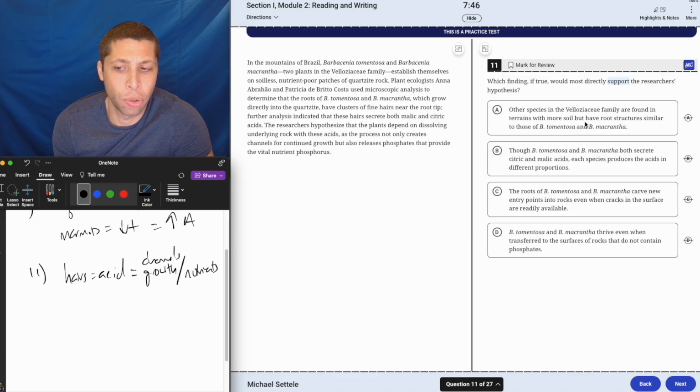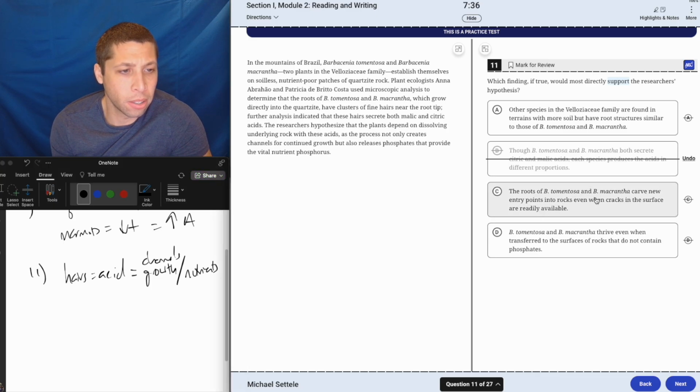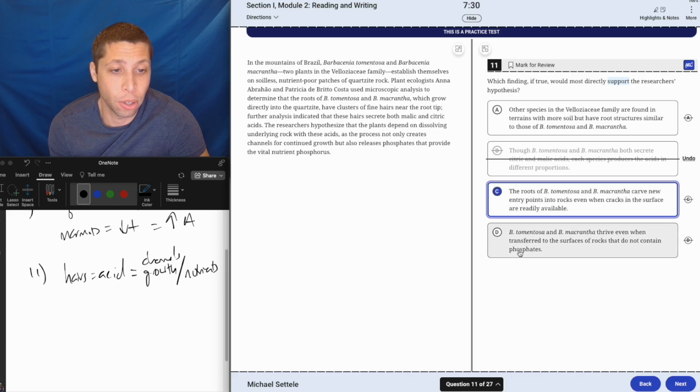Okay, so then they don't need it for the growth, but they need it for the nutrients, maybe? I don't know. Though these things both secrete citric and malic acid, each species produces the acids in different proportions. Who cares? The roots of this carve new entry points into rocks even when cracks in the surface are readily available because they need to do it to get the nutrients. That seems good. Thrive even when transferred to the surfaces of rocks that do not contain phosphates. Well, then they're thriving because of something that has nothing to do with the nutrients.